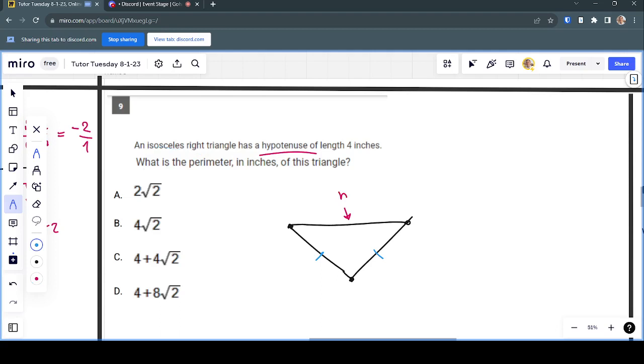Let me highlight isosceles in blue. Hypotenuse is the longest side. That would be opposite the 90-degree angle, because that's the widest angle that we can have in this right triangle. The hypotenuse is equal to 4 inches, and we want to find the total perimeter. Well, I know that if I have an isosceles right triangle, let me just flip this upright for a second. It's the same thing as a 45, 45, 90 triangle.